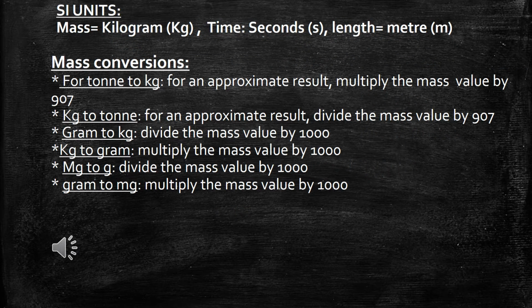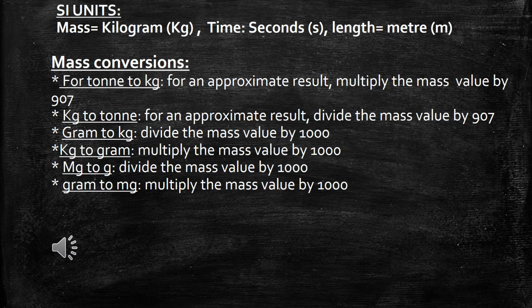Okay students, as you know, the SI units are universally accepted units which we can use anywhere in the world. So the SI unit would be the same everywhere in the world. For example, the unit of mass is the kilogram, the unit of time is the second, and the unit of length is the meter. The kilogram is represented as kg, the second is represented as a small s, and the meter is represented as a small m.